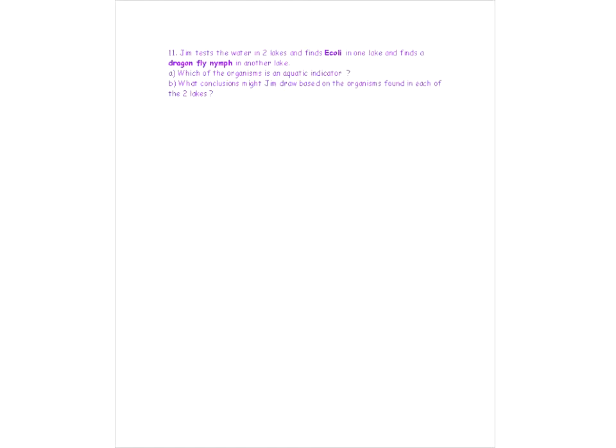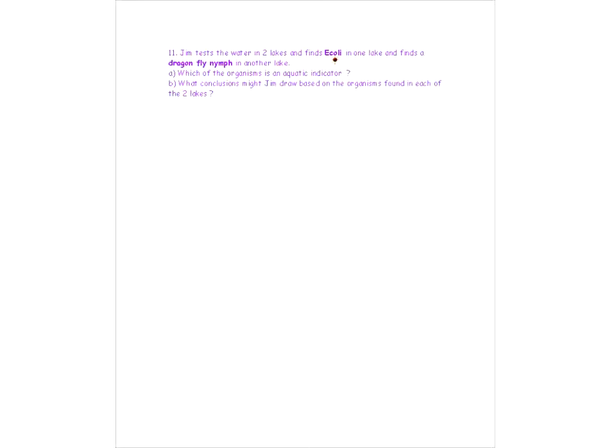Okay, so we got a question here. Jim tests the water in 2 lakes and finds E. coli in one lake and finds a dragonfly nymph in another lake. So question A says, which of the organisms is an aquatic indicator? Well, that would be the dragonfly nymph. Second question says, what conclusions might Jim draw based on the organisms found in each of the lakes?